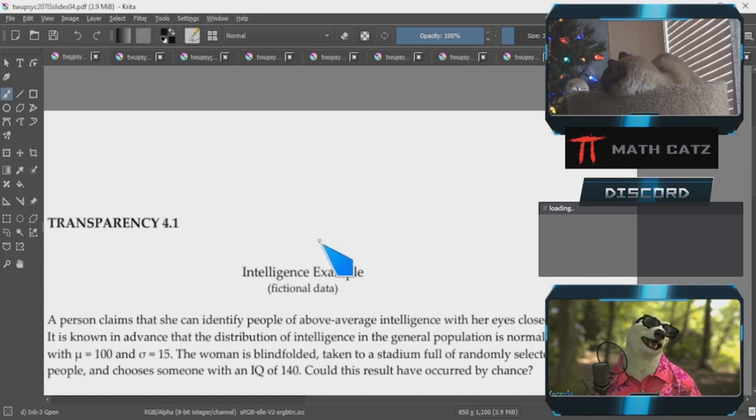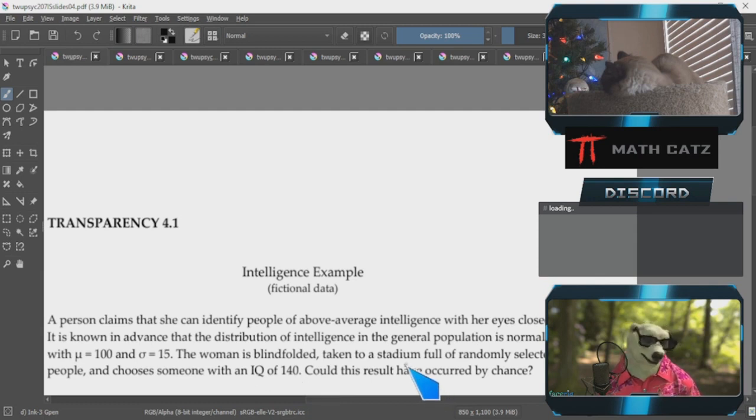So let's read our intelligence example. A person claims that she can identify people of above average intelligence with her eyes closed. It is known in advance that the distribution of intelligence in the general population is normal with a mean of 100, standard deviation of 15. The woman is blindfolded, taken to a stadium full of randomly selected people, and chooses someone with an IQ of 140. Could this result have occurred by chance?